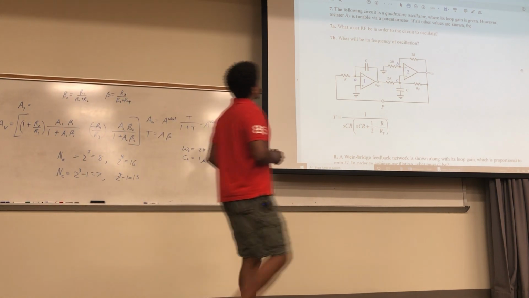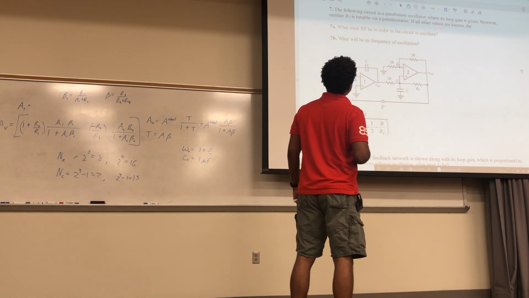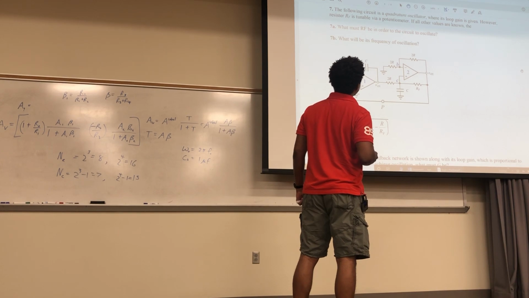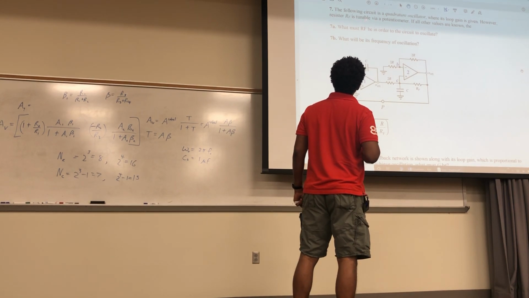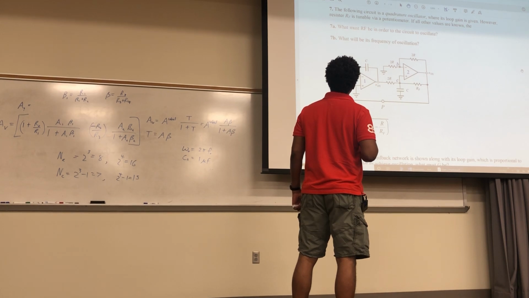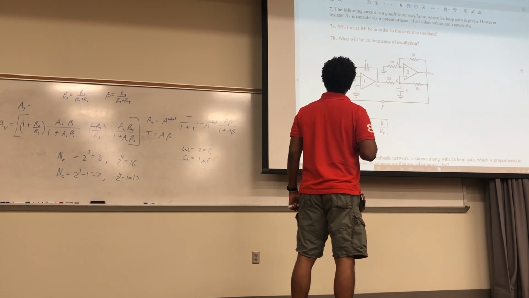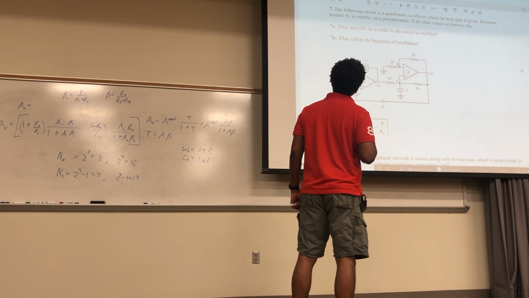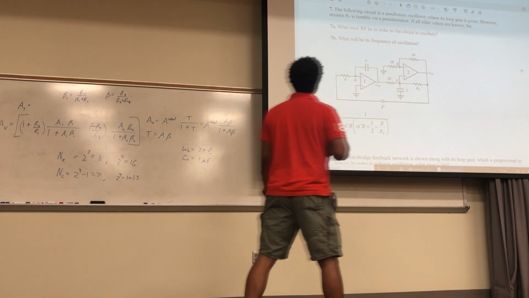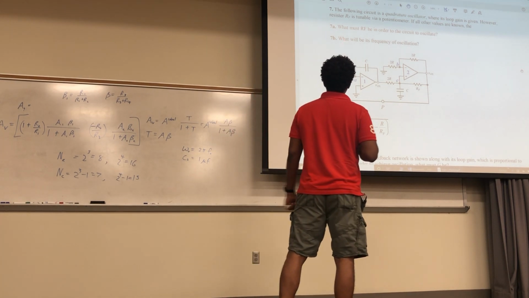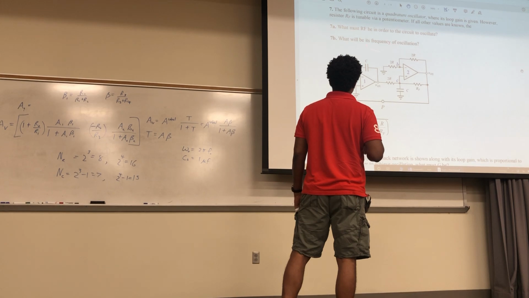The following circuit is a quadrature oscillator where its loop gain is given right here. However, resistor RF is tunable via a potentiometer. If all other values are known, then what must RF be in order for the circuit to oscillate? And what will its frequency of oscillation be? I was really going fast with this. I'm very sorry about my typos.